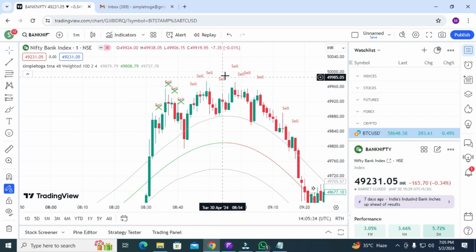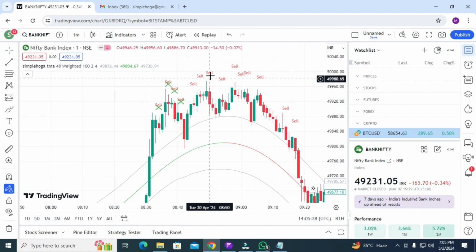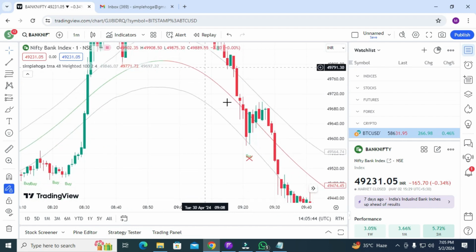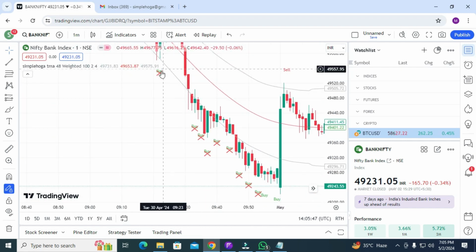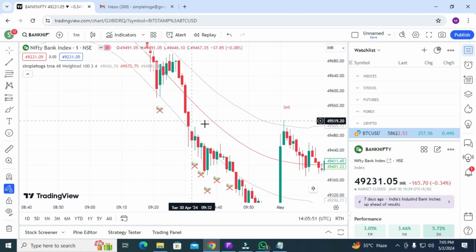Here you can see there are a lot of signals. Okay, so you can catch this signal, this signal, this signal, this signal. Any one signal you can catch and just hold it, and then you can book the profit here. Do not wait for the sell signal. Okay, for another signal, you have to exit your trade.